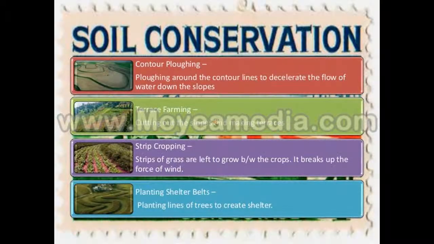Soil can be conserved by using these methods: contour plowing, terrace farming, strip cropping, and by planting shelter belts.